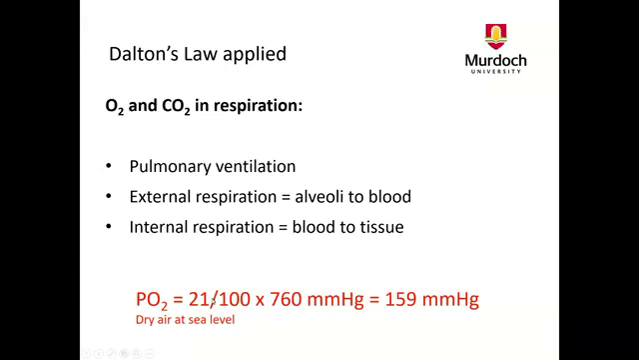I just mentioned with oxygen we need to look at the partial pressure of oxygen in the air that we breathe in. As I said, we've got 21% oxygen in our air. The normal pressure of air at sea level is 760 millimeters mercury. 21% of that is 159, or often we say 160. So the partial pressure of oxygen in the air that we breathe in at sea level is 160 millimeters mercury. So remember that.